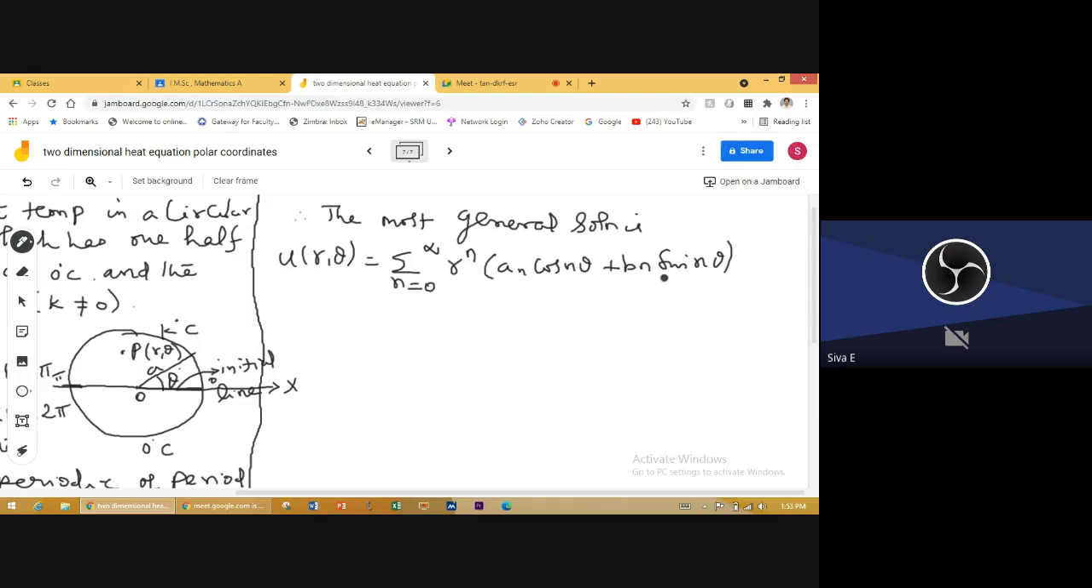And one more thing here: if only sine is there, you can write from n equal to 1 to infinity. If cos is there, you have to write from n equal to 0 to infinity. So now we can write this as a naught, because if you substitute n equal to 0, cos 0 is 1. So a naught plus summation of n equal to 1 to infinity r power n, an cos n theta plus bn sin n theta.